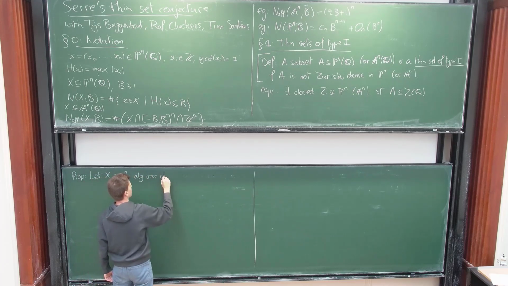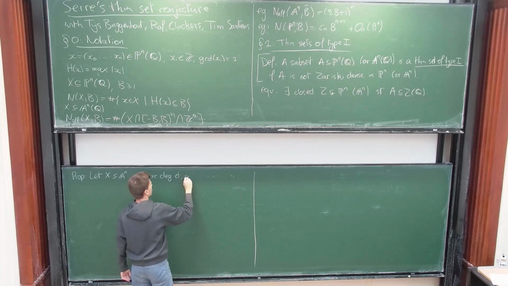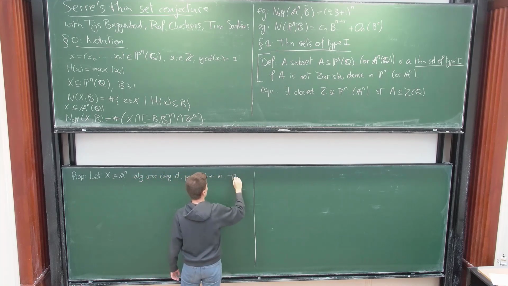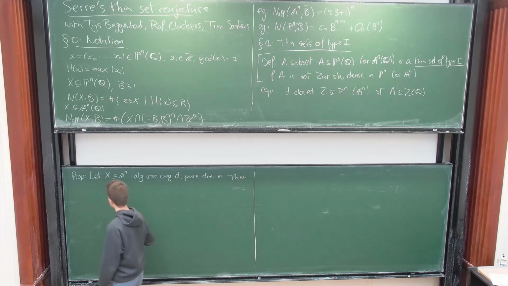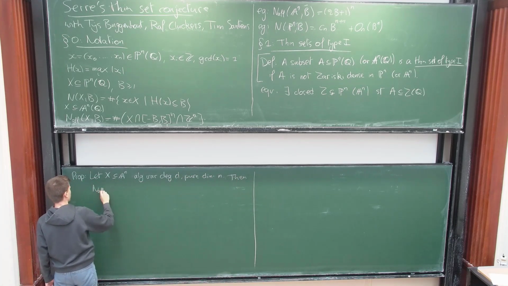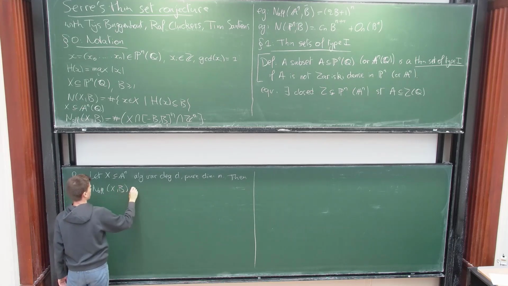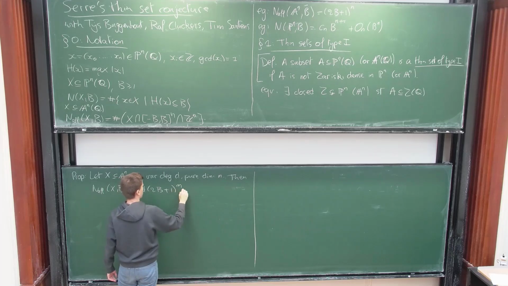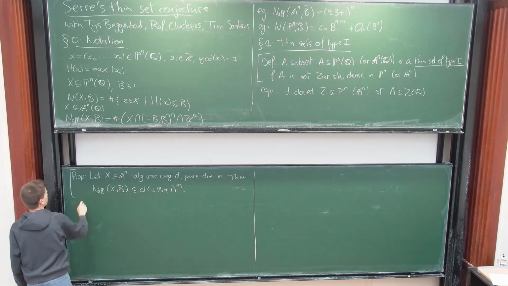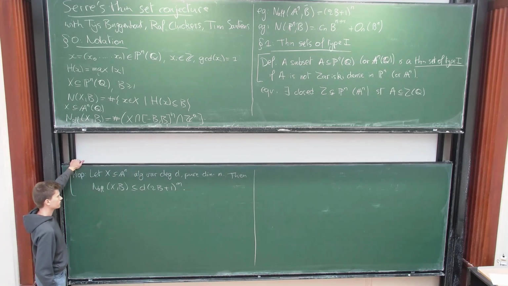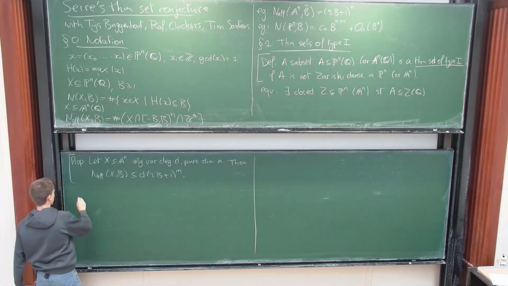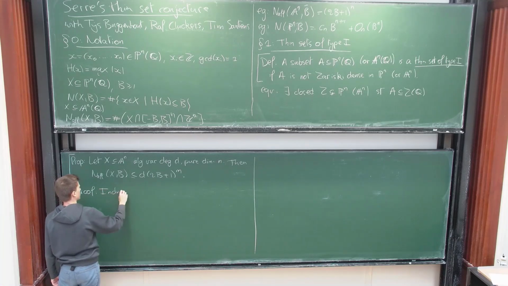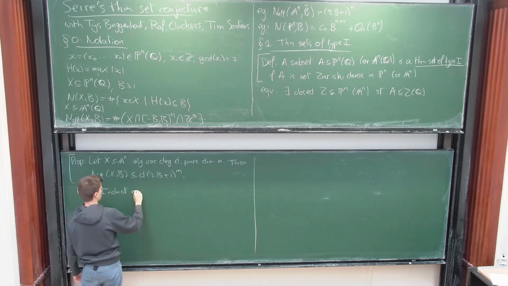Let X in A^n be some algebraic variety of degree d in pure dimension m. Then this counting function is bounded by d times (2B+1)^m, where m is the dimension of X. And the proof is quite simple, or at least I will sketch the proof.